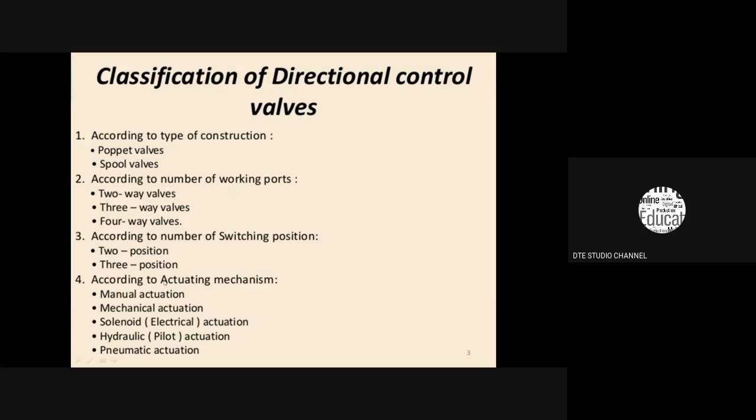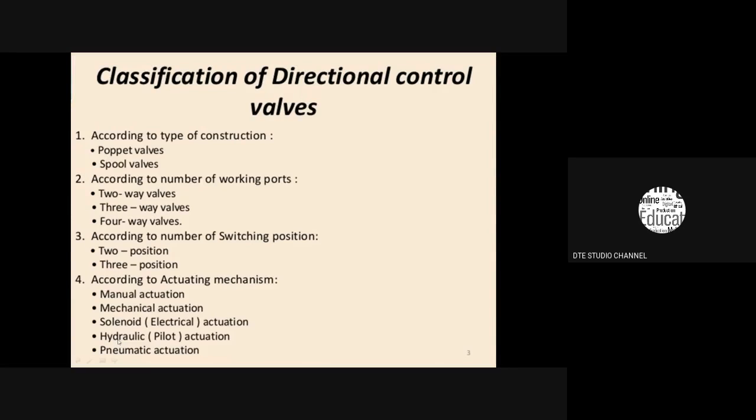According to the actuating mechanism, DC valve can be operated manually. It can be operated by mechanical means like a push button or hand lever or pedal operated. Actuating mechanism may be solenoid operated. Solenoid works based on electromechanical principle. By passing a small amount of current through the coil, the iron core can be moved. This principle is used for moving a sliding spool.